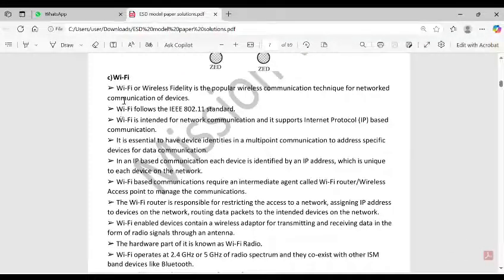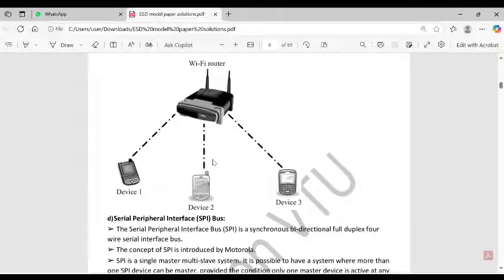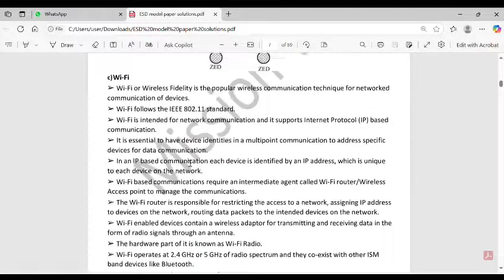The next one is the Wi-Fi. The full form of Wi-Fi is wireless fidelity. It is the popular wireless communication network for the network communication of the device. Wi-Fi follows mainly the IEEE 802.11 standard. You can write this or just skip it in the exam. So this is the Wi-Fi diagram.